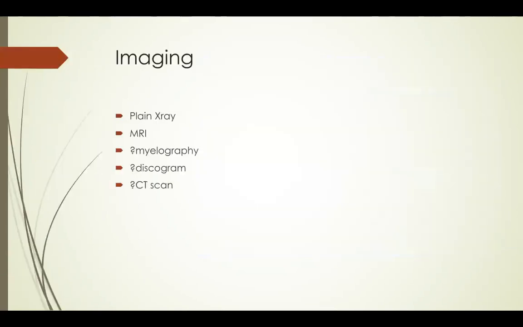So what kind of imaging can you do? Of course, you need plain X-rays with flexion and extension views, and the MRI is always the gold standard to diagnose disc herniations. CT myelogram is important too, because there are so many people you see in clinic who cannot get an MRI. MRI is contraindicated, so at that time you can do a CT myelogram.